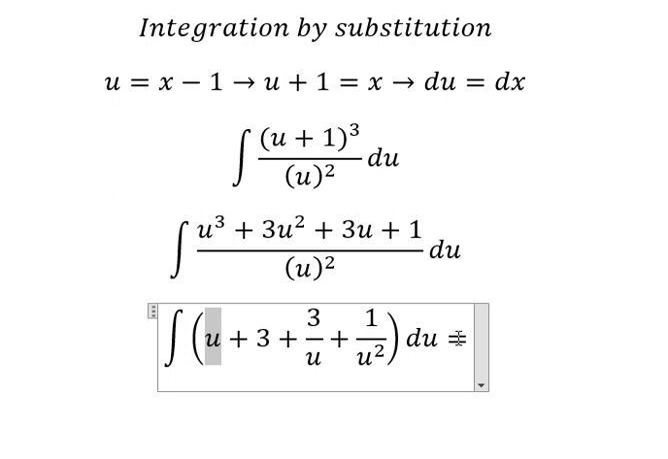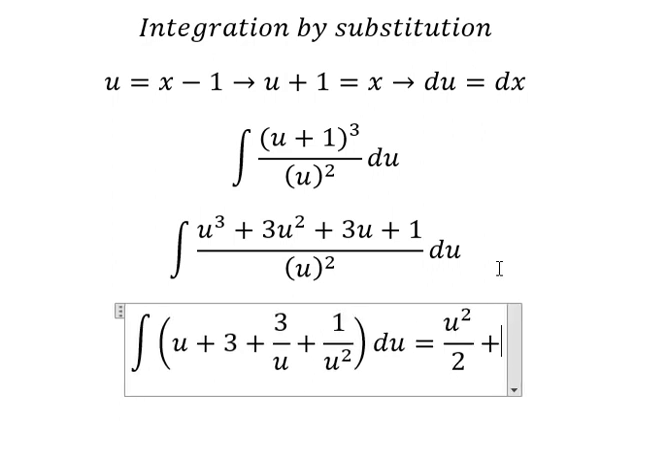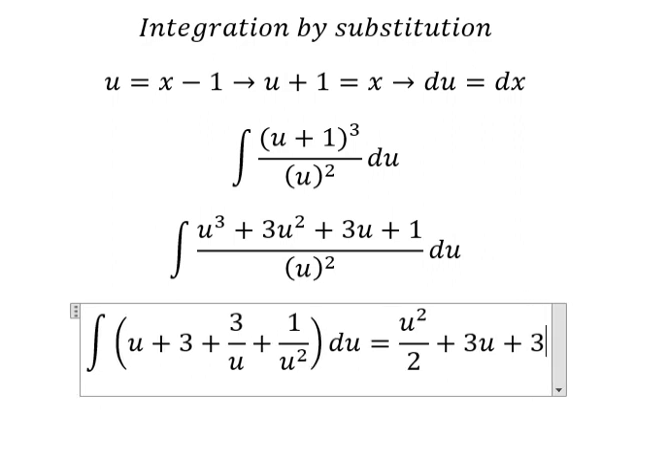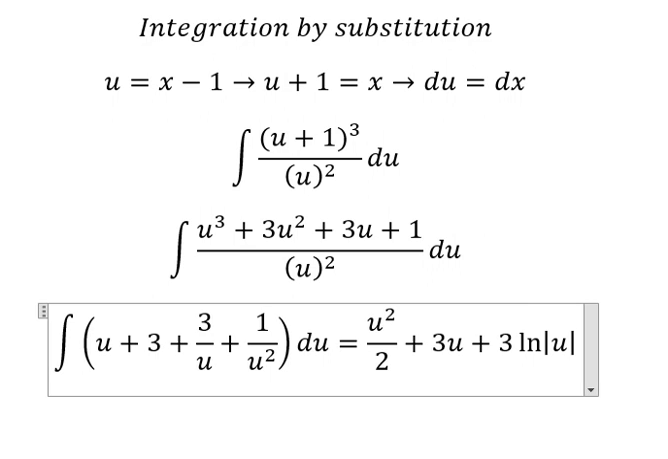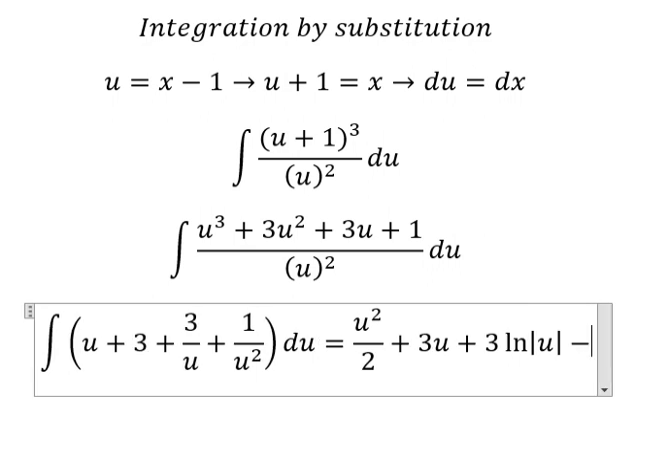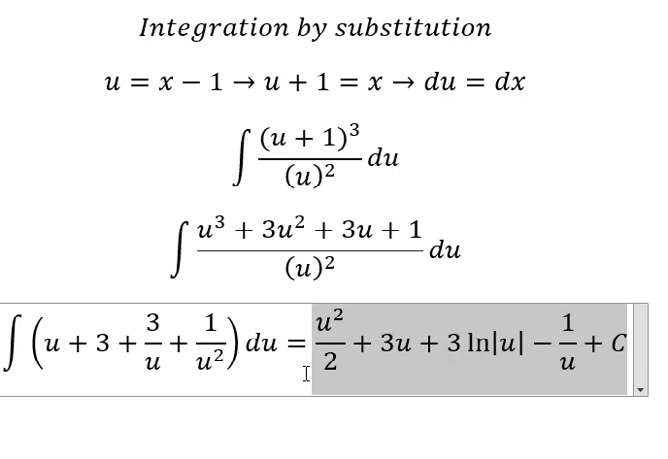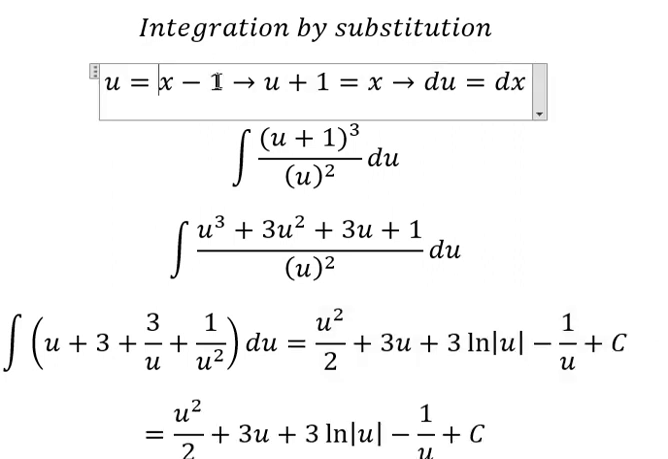The integral of u is u squared over 2. Number 3, you get 3u. This one, you get 3 ln of the absolute value of u. And the last one is negative 1 over u, and we put plus c. Here u is s minus 1.